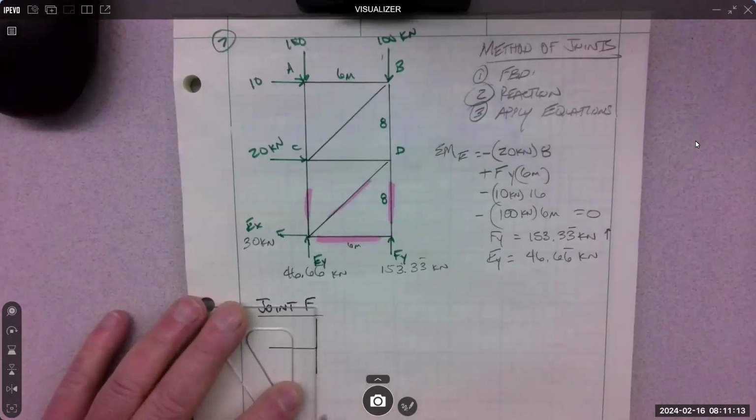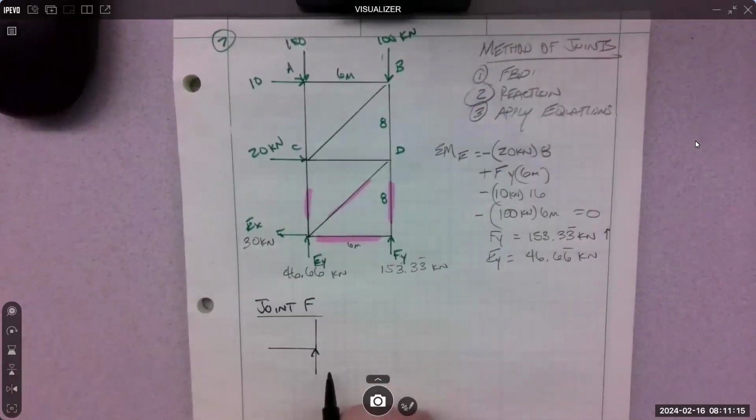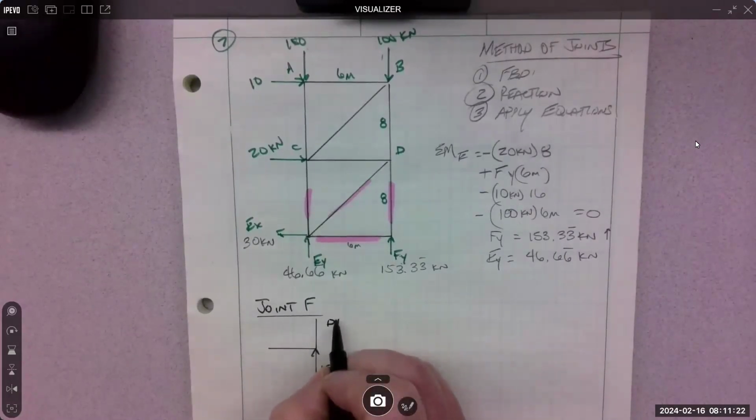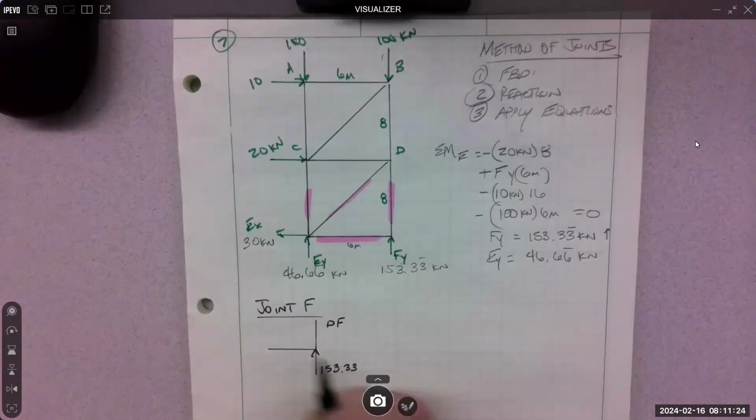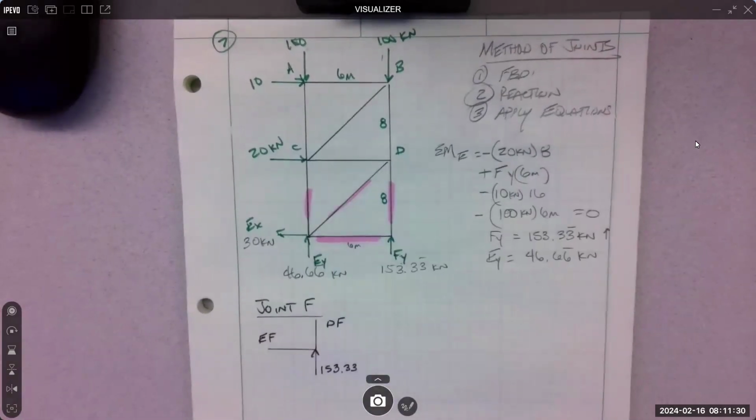Special case. 53.33, DF, EF. Two of the things we wanted to know. These are a special case and we want to try to identify it because they're very helpful.